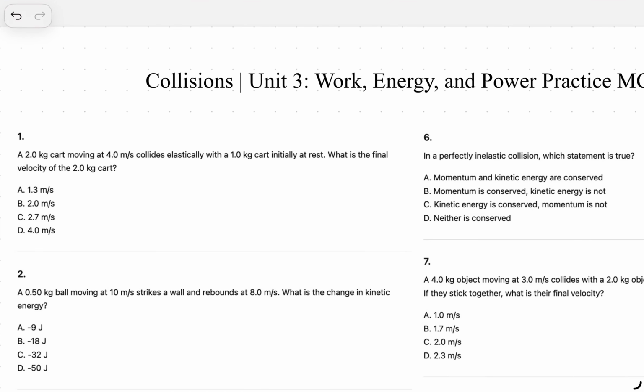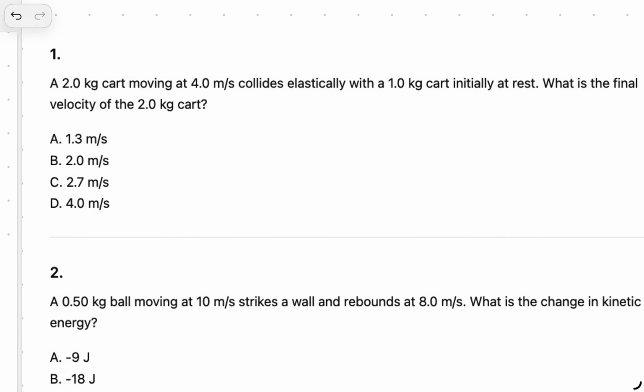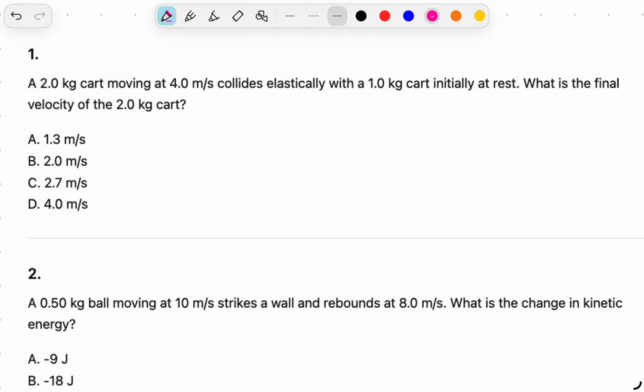In this video, we're going to be doing a collisions practice for Unit 3, Work, Energy, and Power. So, a 2.0 kilogram car moving at 4.0 meters per second elastically collides with a 1.0 kilogram car initially at rest. What is the final velocity of the 2.0 kilogram car? The 1.0 kilogram car is at rest.